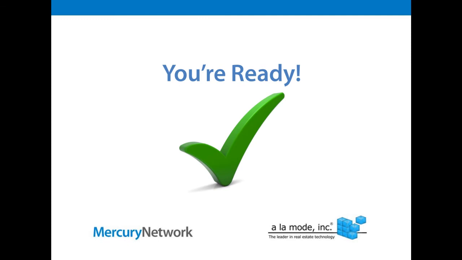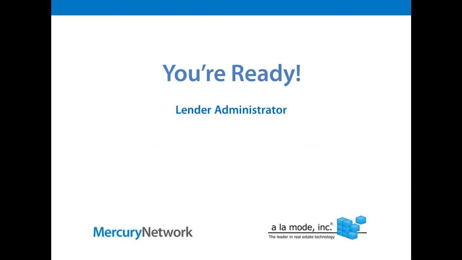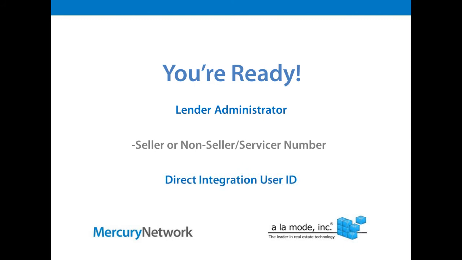At this point, you're all set to go. You've now established your lender admin contact, you have your seller or non-seller servicer number, and you have your direct integration user ID. If you're using one of our UCDP compliant platforms like Mercury Network, UAD Reader, or Data Courier, the first time that you choose to send a report to the UCDP, you'll be prompted to enter the authorization numbers and codes that you've signed up for, and then you're ready to go.